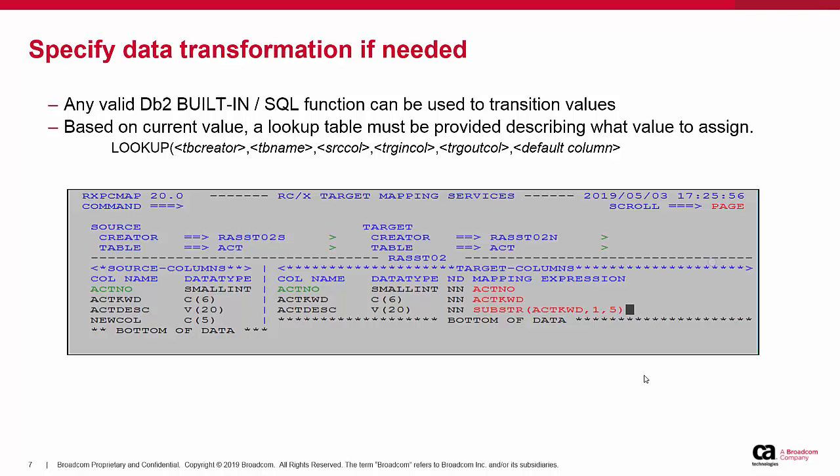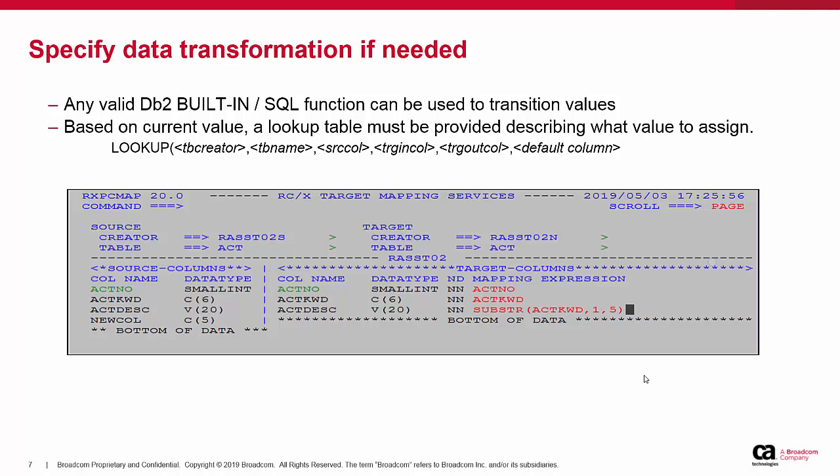By default, the extracted column values are being assigned to the target column values, which is the case for the first two columns in this table. For the third column, only the first 5 bytes of the source data is loaded into the target column. In general, you can specify any valid DB2 expression for the data transitioning phase.